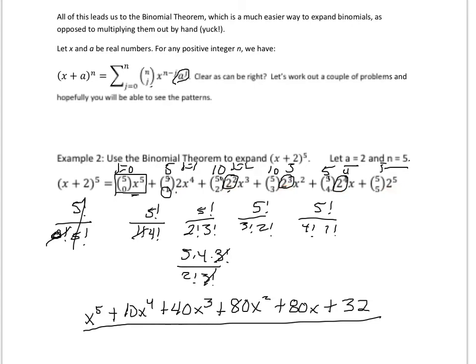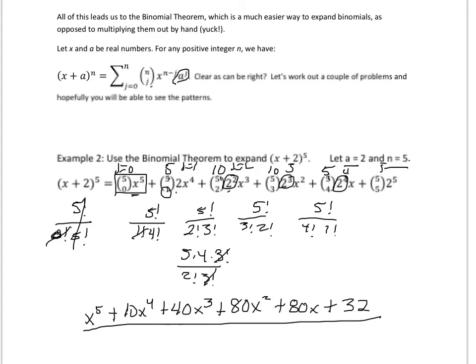Where did the other numbers come from? Which other numbers? X to the fifth, 2x to the fourth. Okay, that's this right here. X to the n minus j. So we know n is 5, right? So in here j was 0, so 5 minus 0 is 5. Here j is 1, 5 minus 1 is 4. 5 minus 2 is 3. 5 minus 3 is 2. 5 minus 4 is 1. And then 5 minus 5 goes away.